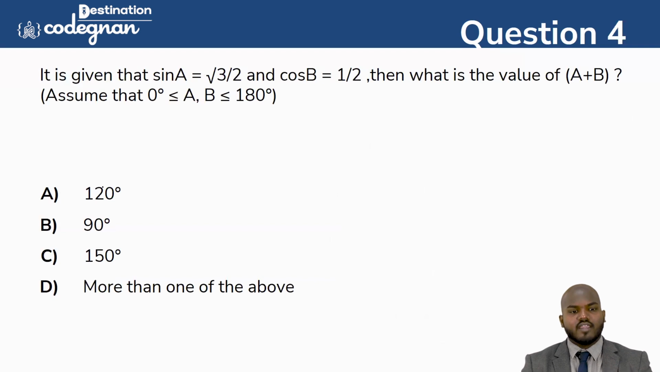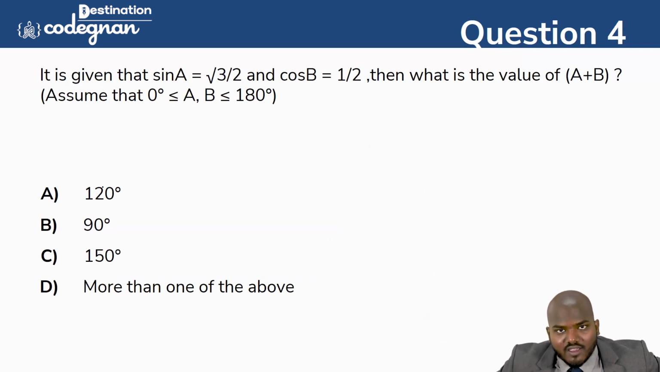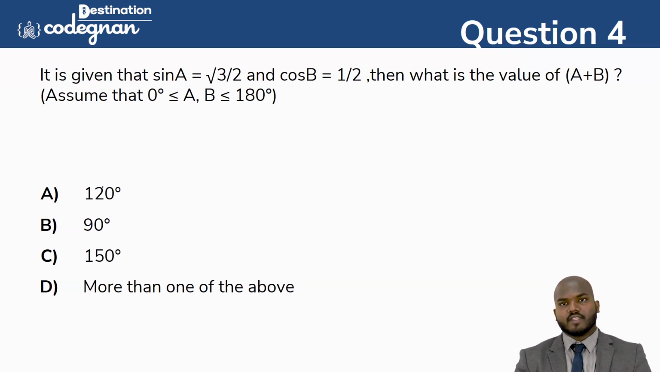So you see this one, it is given that sine A is equal to root 3 over 2 and cos B is equal to 1 over 2. So find the value of A and B. You can use the angle range where A is greater than or equal to 0 and B is less than or equal to 180 degrees. That's what they have given in this one.